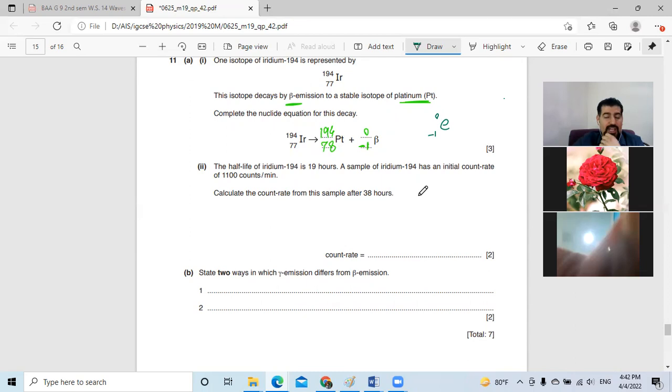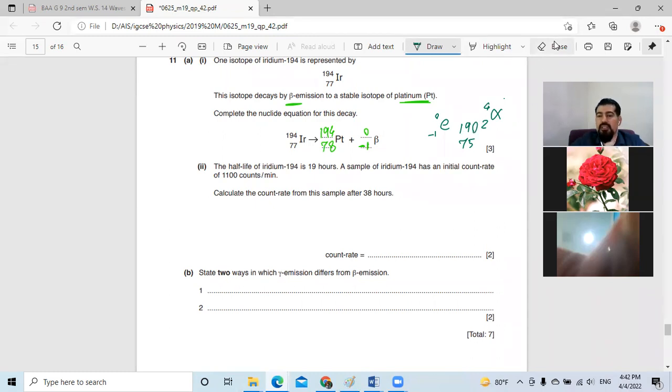A particle or alpha particle, you mean? If it emits alpha, and we know that alpha is 2, 4, that means I will subtract 77 by 2, and subtract 194 by 4. So it will be 75 and 190. And that's not platinum, it's another element. Okay?